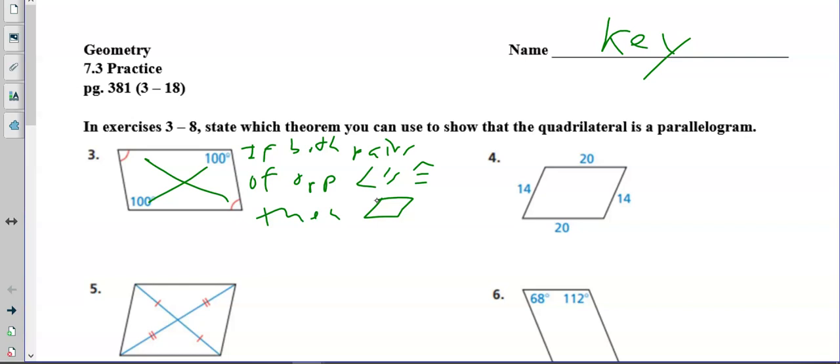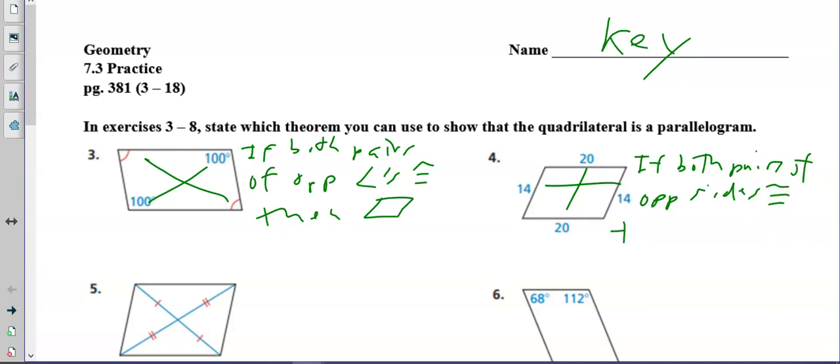Okay? Number 4, opposite sides are equal. So, same idea. If both pairs of opposite sides are congruent, then we have a parallelogram.